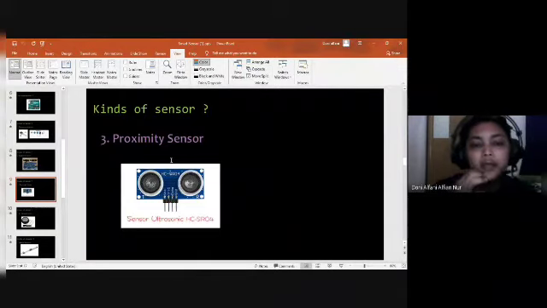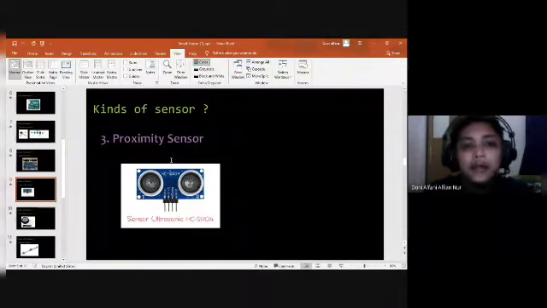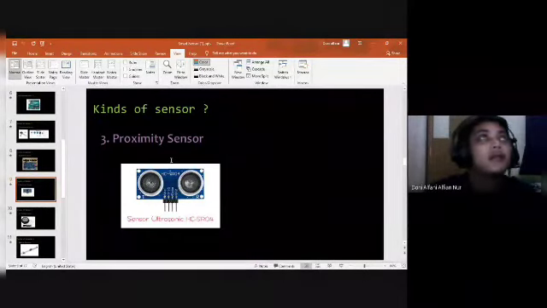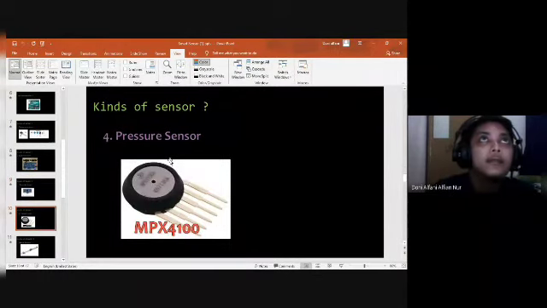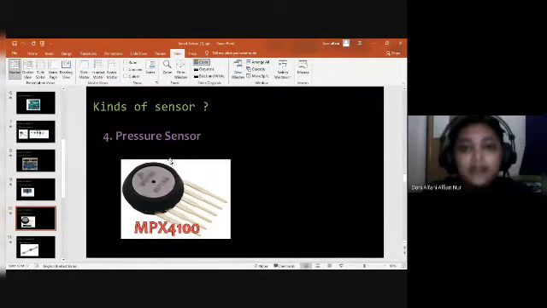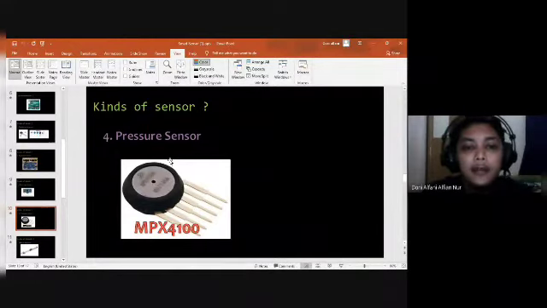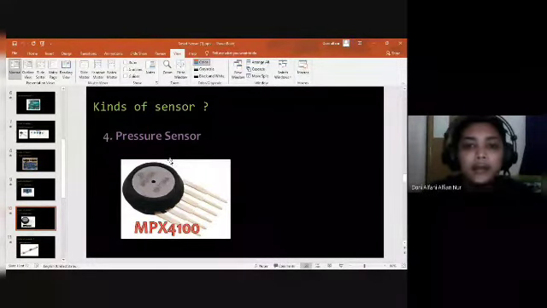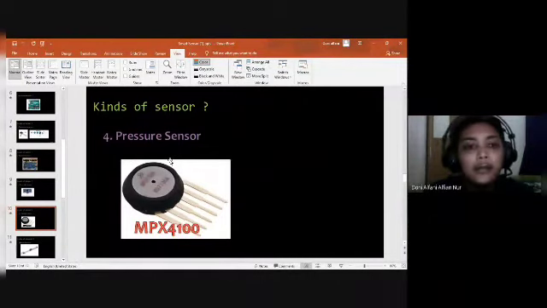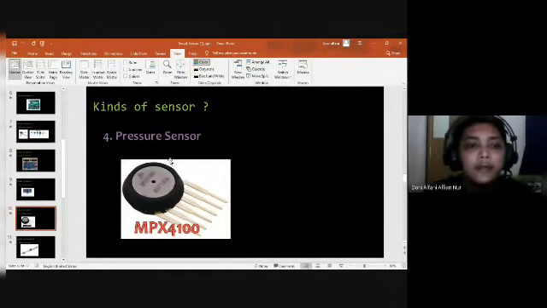Proximity sensor is an electronic device used to detect the presence of an object in the vicinity through non-contact means. And then pressure sensor detector or transducer are electromechanical devices that detect the force per unit area in a gas or liquid and provide a signal to input the control and display device.